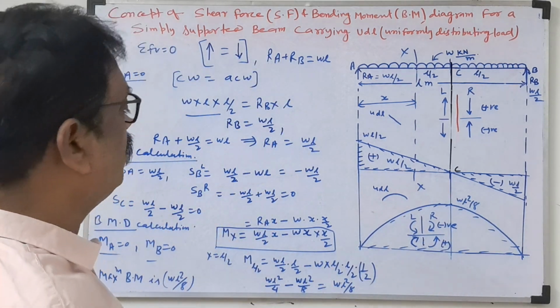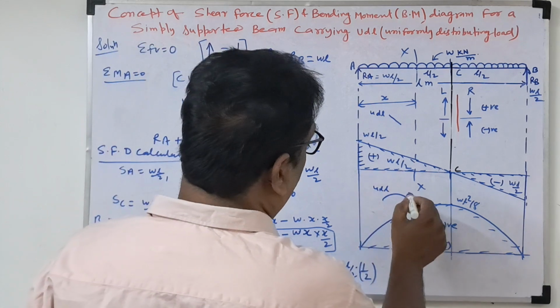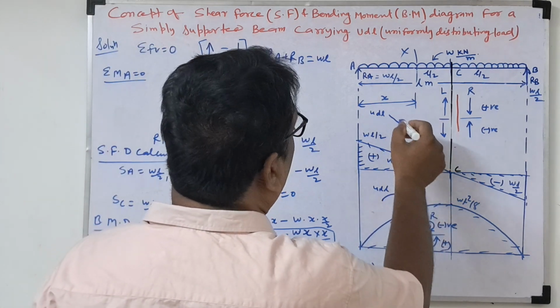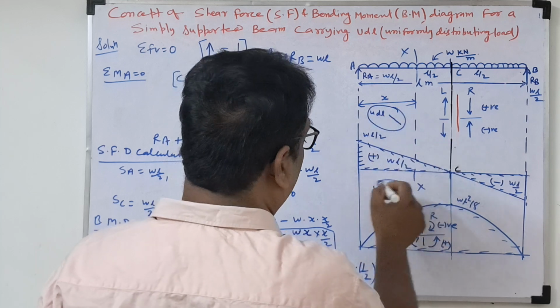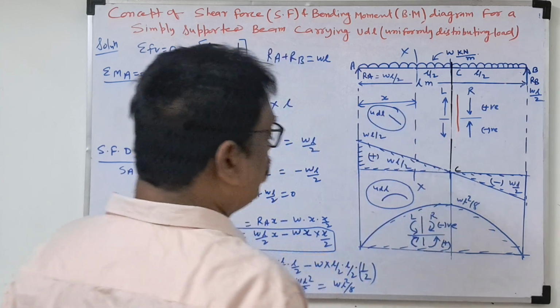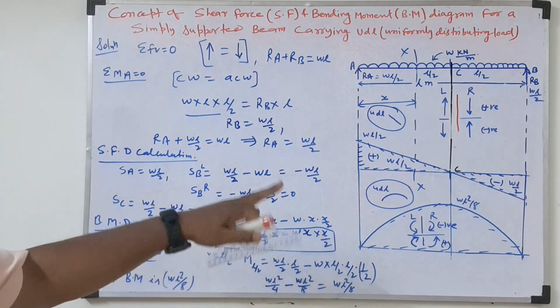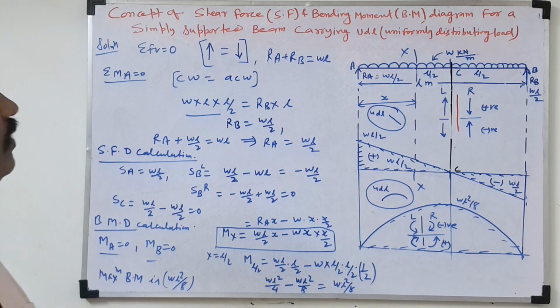Once we solve the questions, you will understand. So for UDL, the bending moment is a curve line and the shear force is an inclined line. Remember these two. So this is the bending moment and shear force calculations and diagrams.